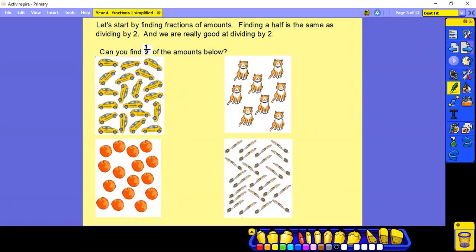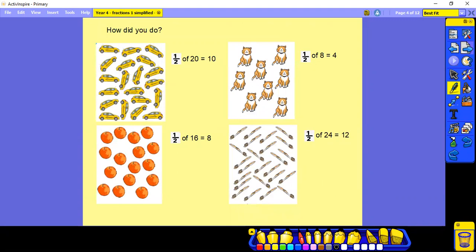So let's start by finding fractions of amounts. Finding half is the same as dividing by 2. And we are really good at dividing by 2 because we have been practicing that. So, can you find half of the amounts below? Pause whilst you have a try.